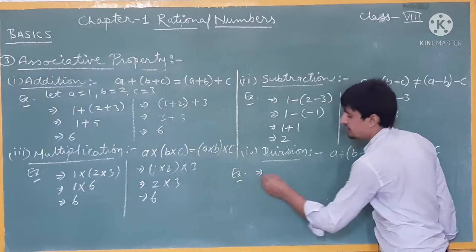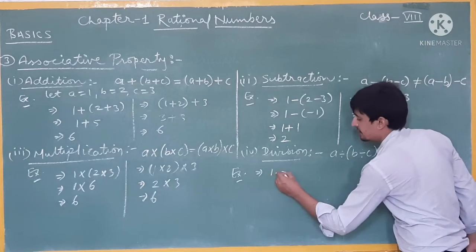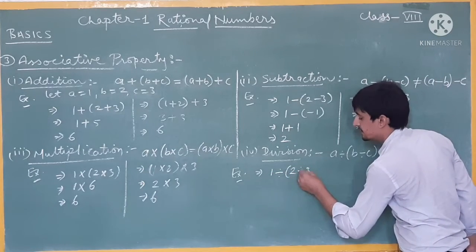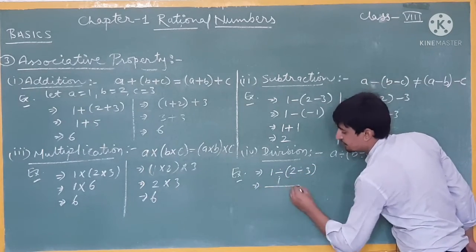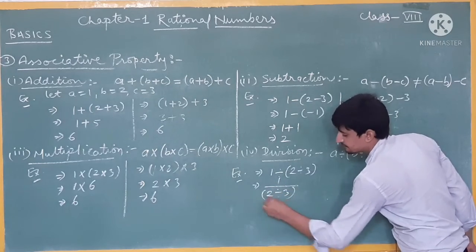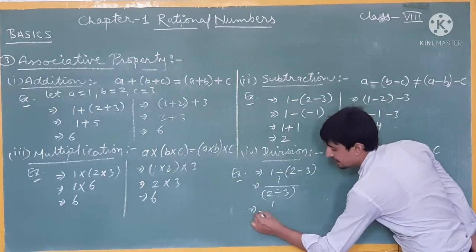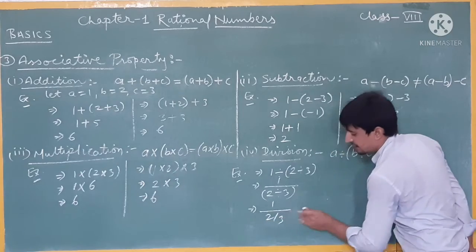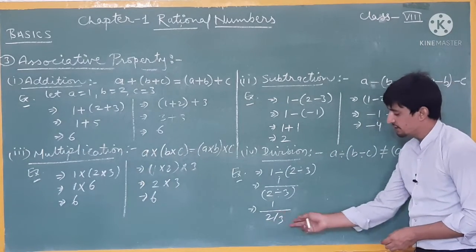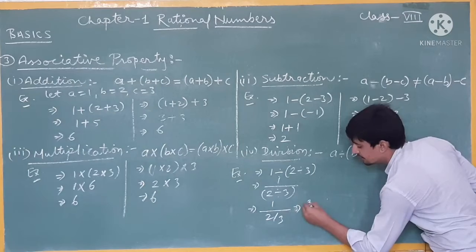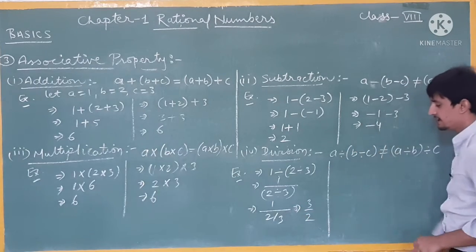Putting the values in the LHS, 1 divided by (2 divided by 3). I can write 1 upon 2 by 3. Then 2 by 3 will go to the numerator, so it will be 3 by 2.